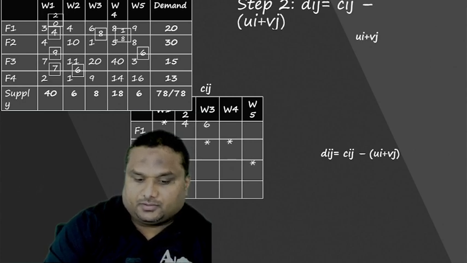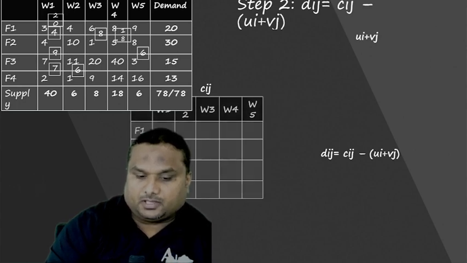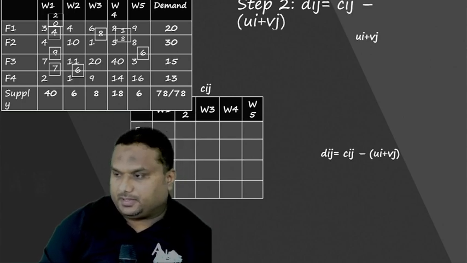Now we need to find out the Dij values. Should I do it manually? Okay. Now, excuse me, please listen to me.